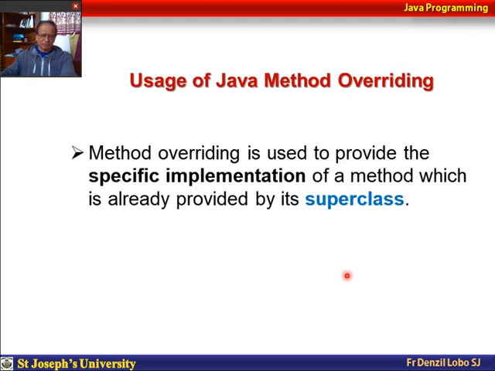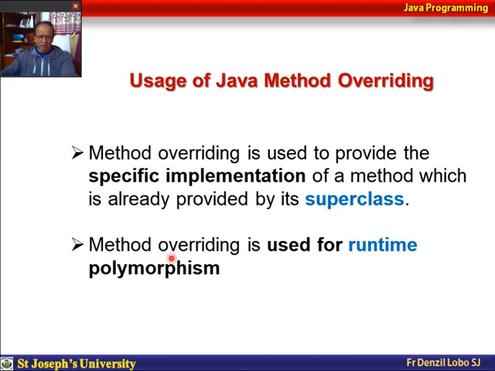So let us see Java method overriding. Method overriding is used to provide the specific implementation of a method which is already provided by its superclass. So the superclass may have a method, but I change that method and use some other method with the same name in the subclass. It overrides the superclass method. Method overriding is used for runtime polymorphism. Let us see what it is.